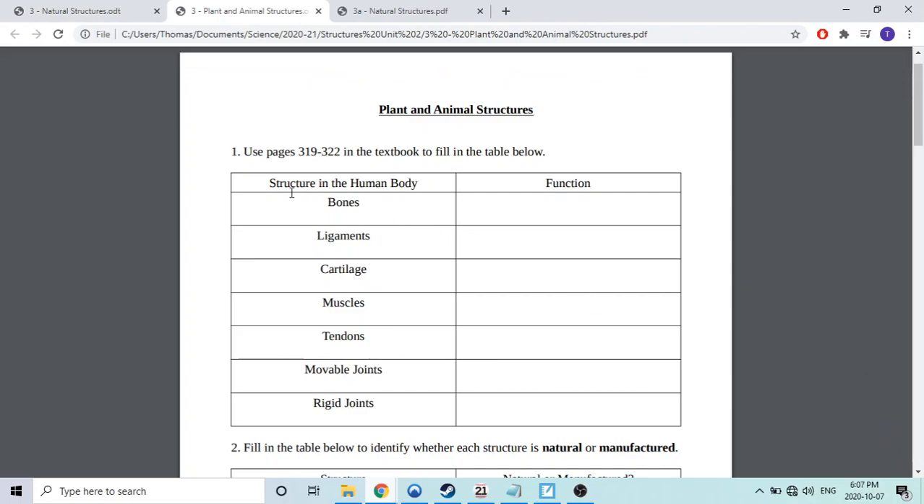All right, so we've got different structures: bones, ligaments, cartilage, muscles, etc. Things that we talked about. And you're going to tell me what the function is. So as a review, what is the function? Well, the function is what is it used for, right? A pencil is used for writing, so the function is writing. A bed is used for sleeping, so the function is for sleeping on, right? So what do bones do? What do ligaments do? All right, fill it in here.